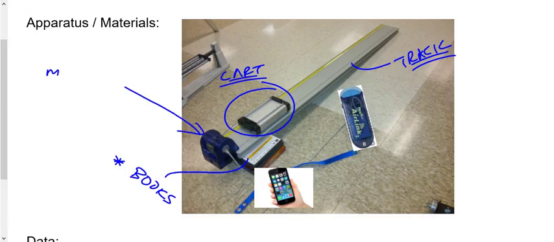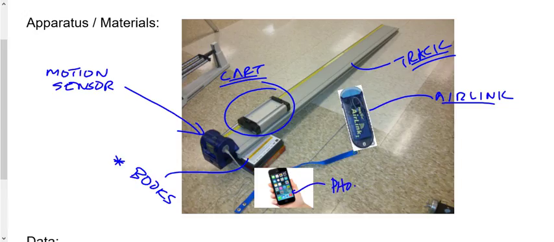This is what you used last time when you did your constant velocity lab. You're going to use your air link, which is that device that's connected by a wire to your motion sensor. And then you're going to use your phone, which is going to be where you actually view your data. The data gets transmitted via Bluetooth from the air link to your phone. You're going to see a real-time graph of that data on your phone.